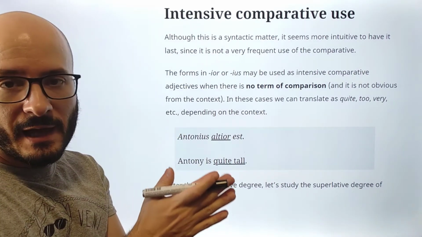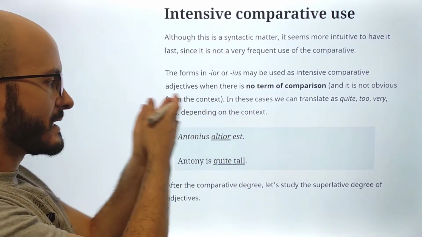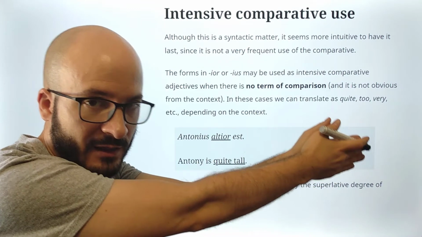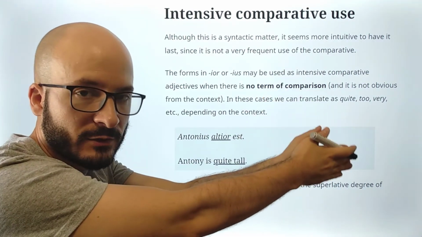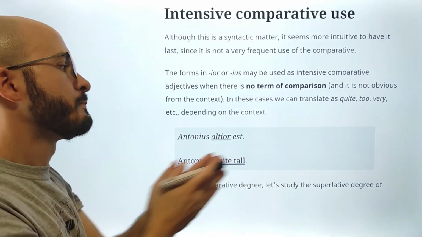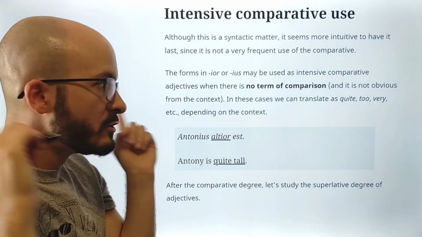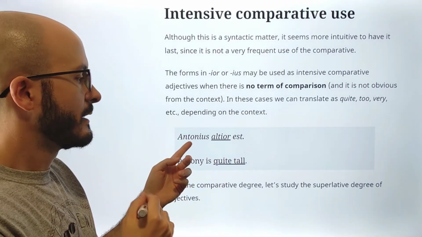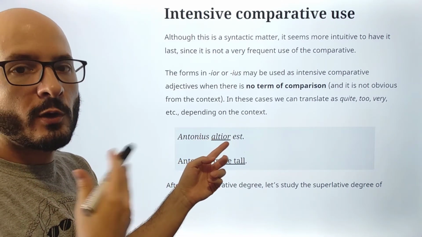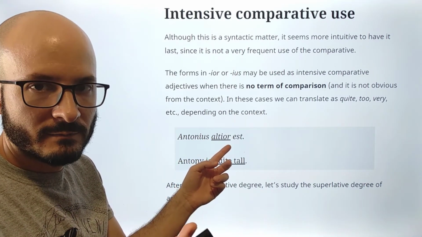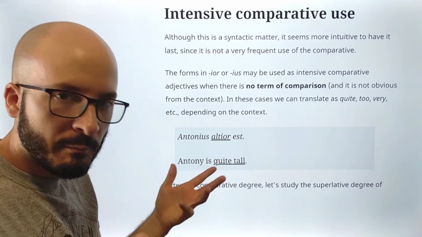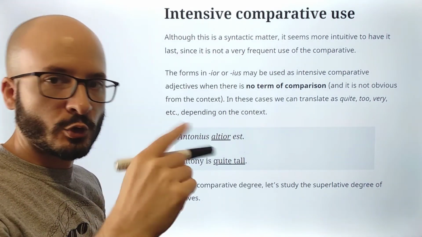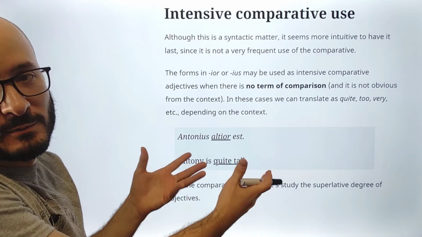So, of course, a comparison is like you compare something to something, no? Quite obvious. And this "to something" is, we said, the second part of the comparison, the term of the comparison. But what if there is no term of comparison, like here, Antonius altior est? So, at first we would say, Anthony is taller. Taller than what? Okay, so at first it looks like it's incomplete, but no, because there is this use that Anthony is quite tall, or very tall, or too tall, depending on the context, okay? Here there is no context.